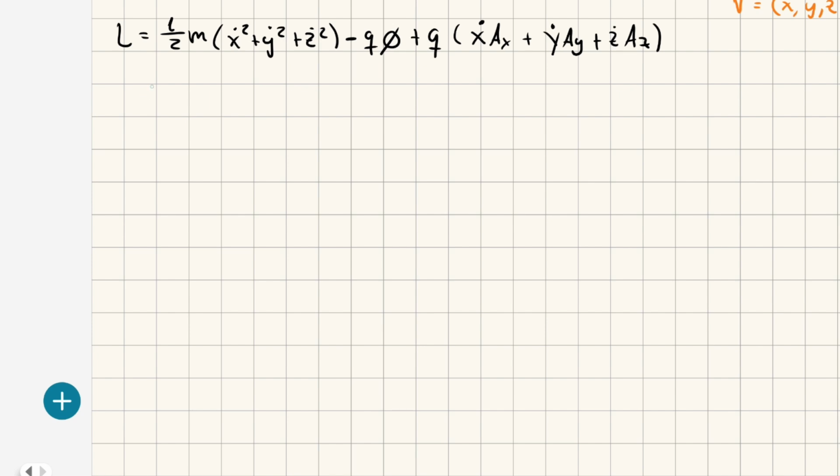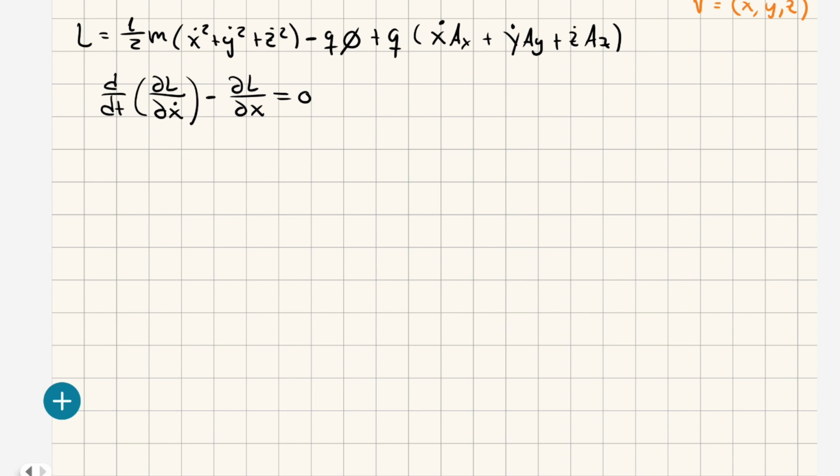So we will have that the Euler-Lagrange equation will be the derivative with respect to time of the partial derivative of L with respect to x dot minus the partial of L with respect to x is going to be equal to 0. So we are going to be interested in calculating these components with the Lagrangian that we have here. Perfect. So let's calculate the first value.